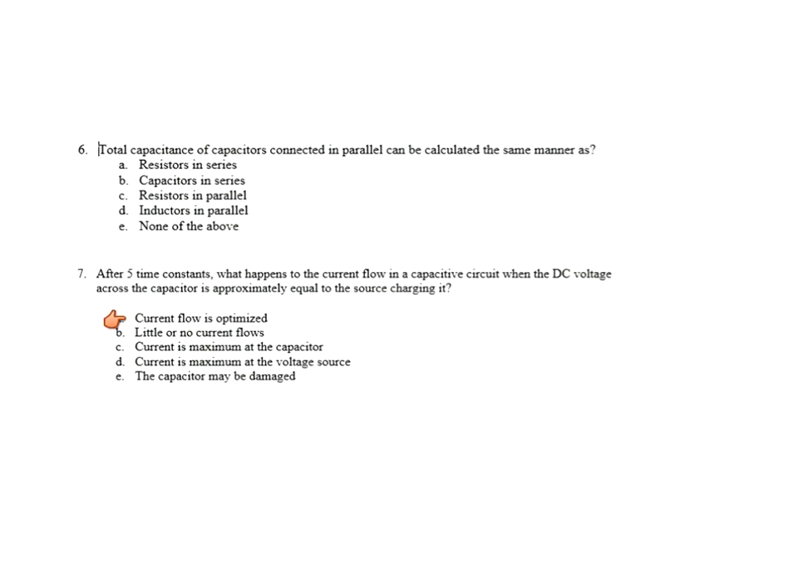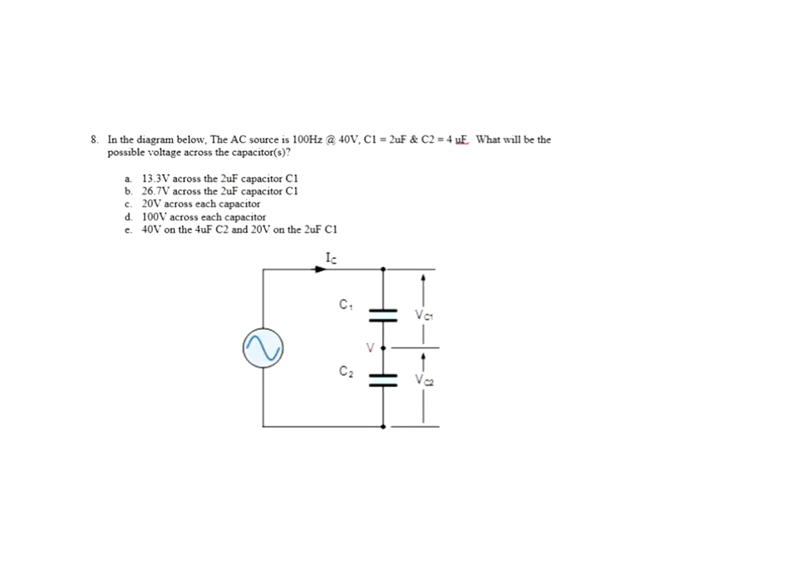Well, look at this tricky one here. Current flow is optimized. Well, that's a stupid answer. It sounds good, but it's not a good answer. What does optimized mean? Does it mean minimum or max? We have no idea. Well, the only thing that's left is we know current's not maximum from the source because the current in the cap and the current on the source is the same. And the cap, it may or may not be damaged. I don't know. I don't have enough information. So the only possible answer here is B. Little or no current flows. Watch out for this one, this one about this optimized. This is a purposely tricky question to see if you know what you're talking about.